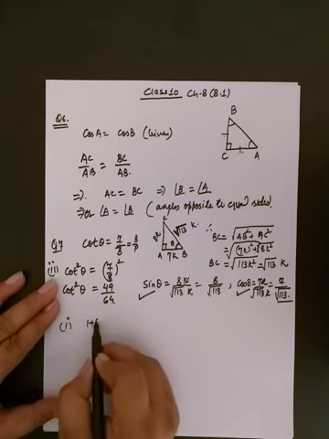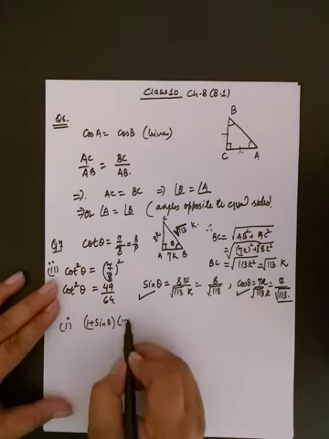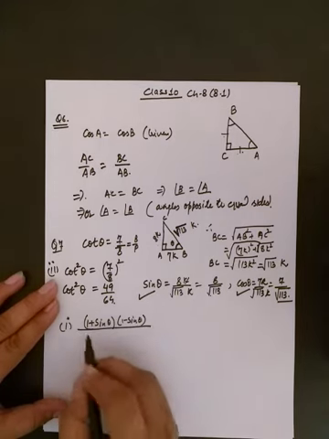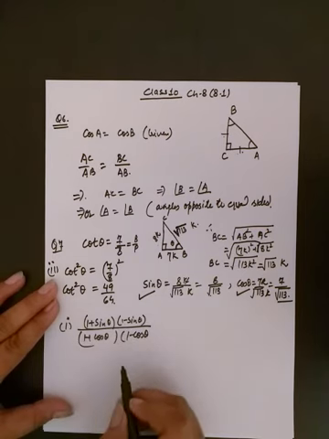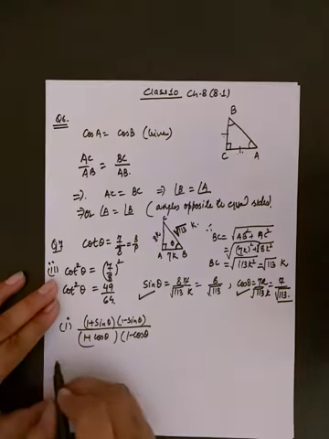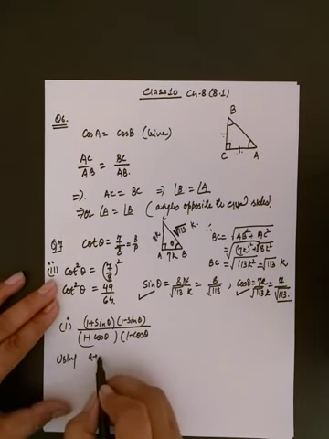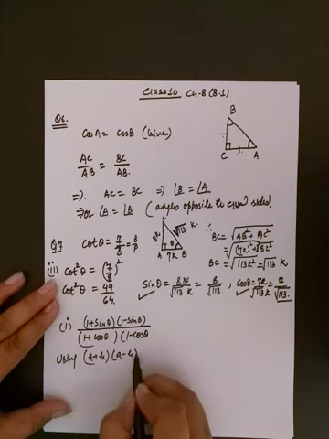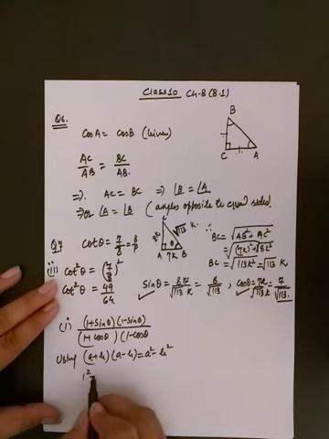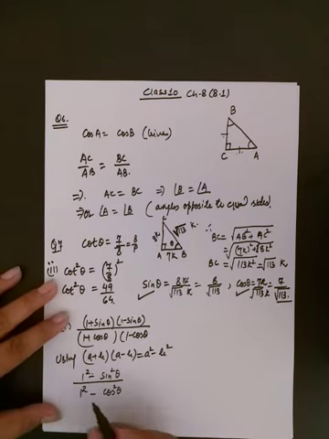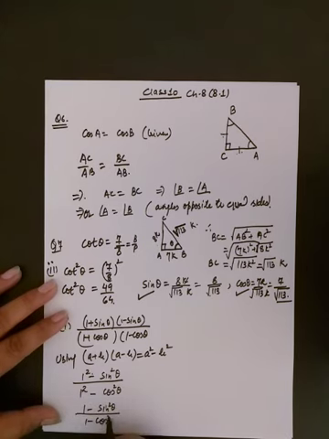Here part 1 is (1 plus sine theta)(1 minus sine theta) by (1 plus cos theta)(1 minus cos theta). So we can apply the identity here. Which identity of algebra? (a plus b)(a minus b) is equal to a square minus b square. So our numerator will become 1 square minus sine square theta and the denominator will become 1 square minus cos square theta. We know the square of 1 is 1. So it will be 1 minus sine square theta by 1 minus cos square theta.